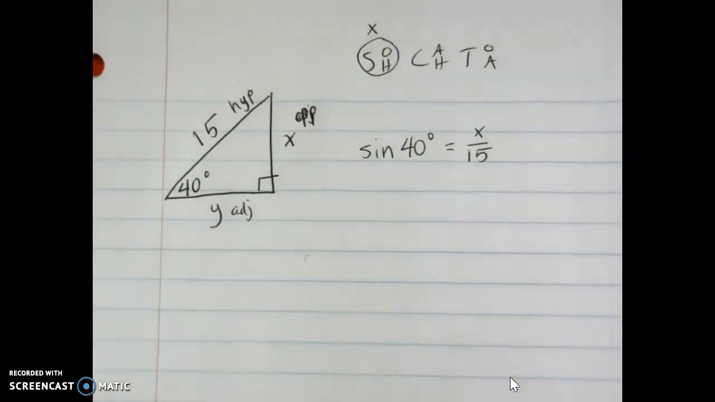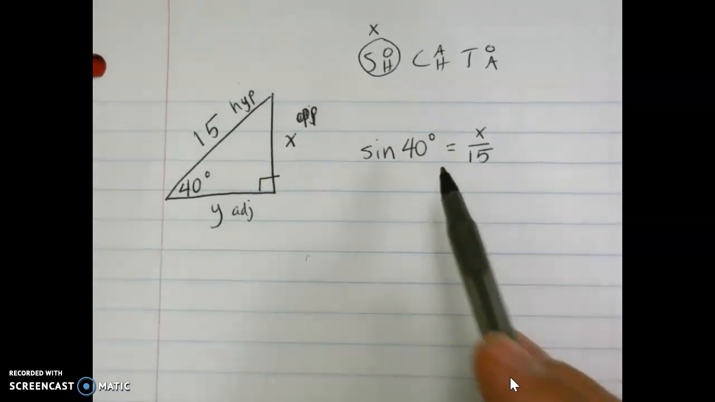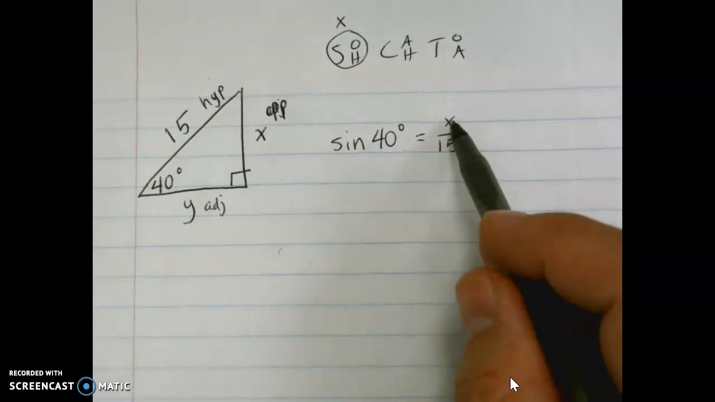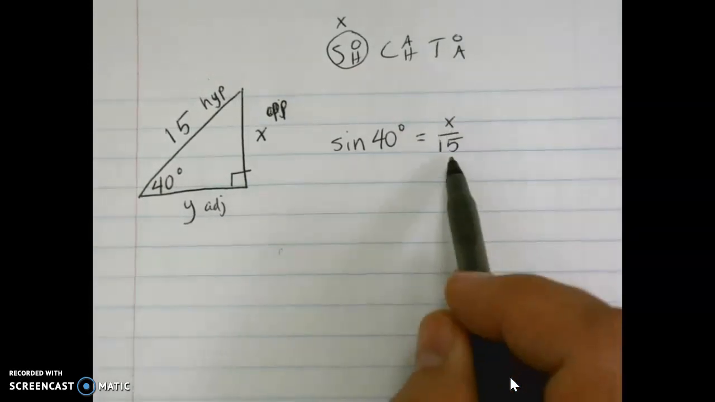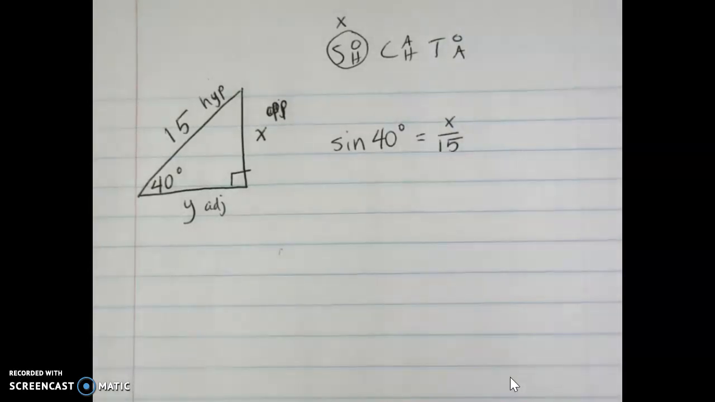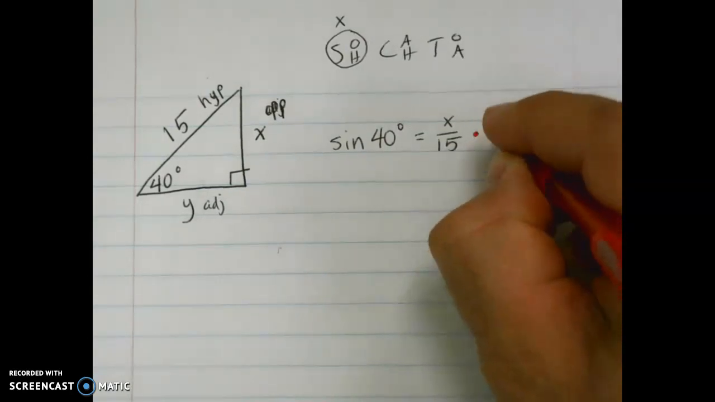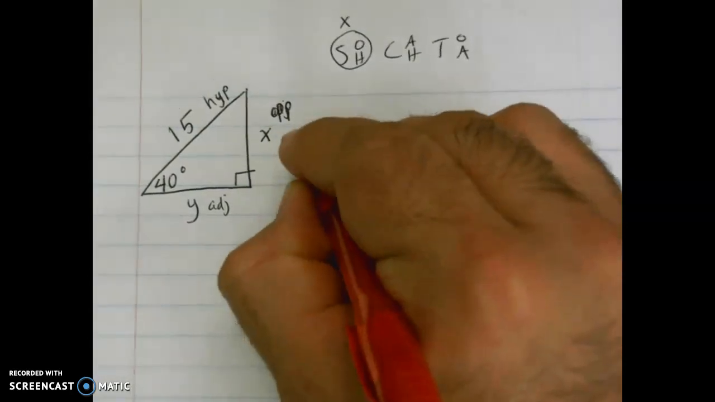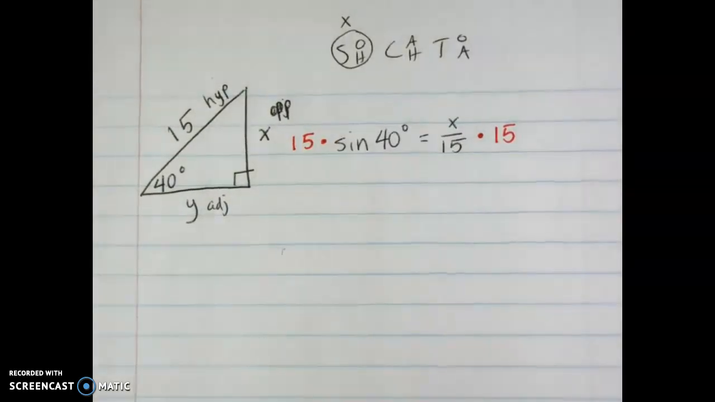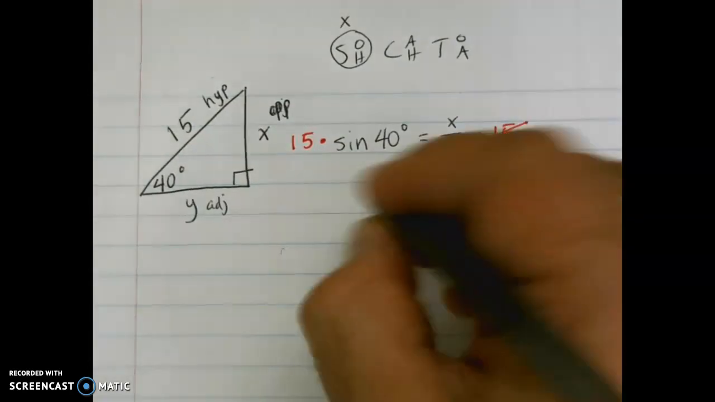Now, the calculator can determine the sine of an angle, sine of 40 degrees, but we're going to leave it as sine 40 degrees when we do this. Now, I need to find an exact answer for x, and when I do this, I always want to multiply by my denominator. Multiplying by the denominator will make it an easier question to deal with. So I'm going to multiply both sides by 15. Now, when I do that, this is going to simplify. It's going to reduce.